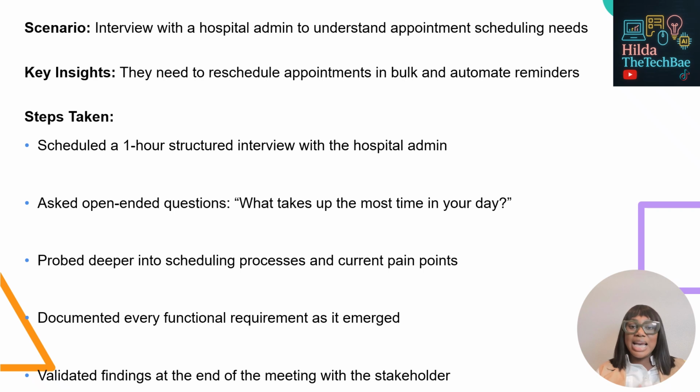reminders. At the end of my interview with the hospital admin, I repeated back the key points to the stakeholder to confirm accuracy, that I heard what they told me and I heard correctly. This example shows you how powerful a simple interview can be when it's guided by curiosity, good listening skills, and a structured documentation.